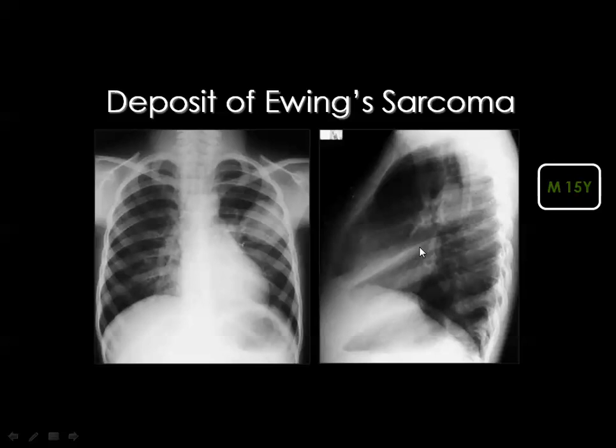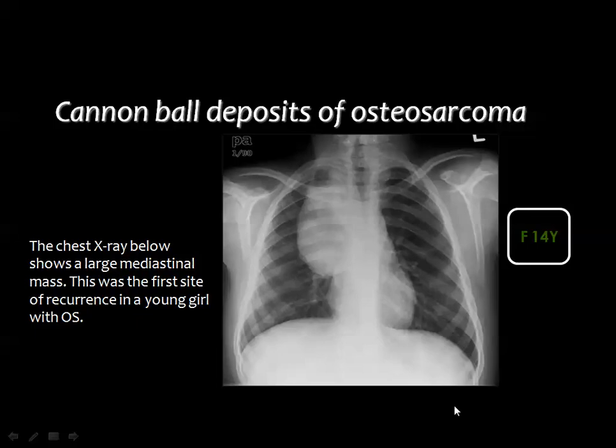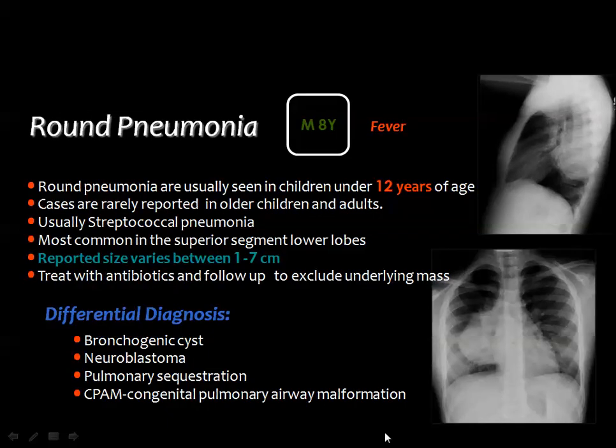And in this male child with a known Ewing sarcoma, there is a mass in the left lung, and you should diagnose this mass as metastasis if you know that the patient had the primary malignancy. And this is also a case of osteosarcoma with a big metastatic deposit in the right lung. And metastases which are sizable are called cannonball metastatic deposits.